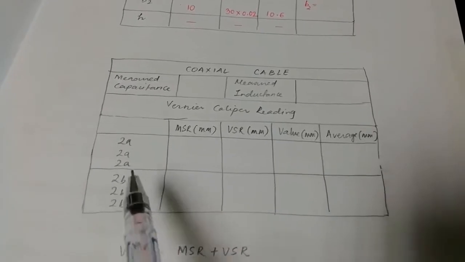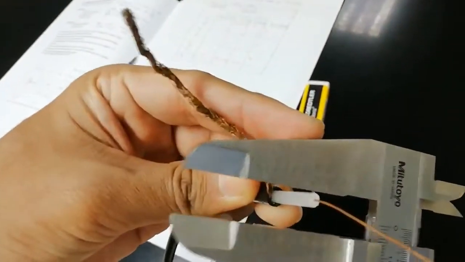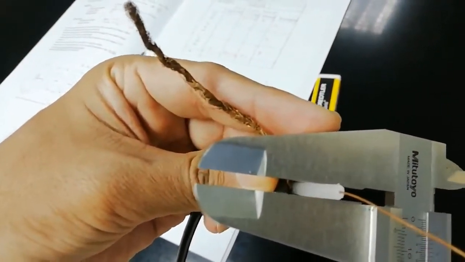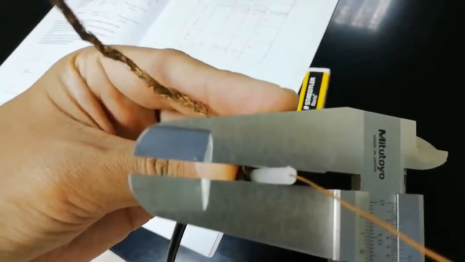So from this you are going to find 2A. So the three readings that we have taken is for this one. So the first reading, second reading, third reading, and the average value. Okay, so now let's find this 2B. So 2B is with the dielectric. So this is the dielectric. Got it?